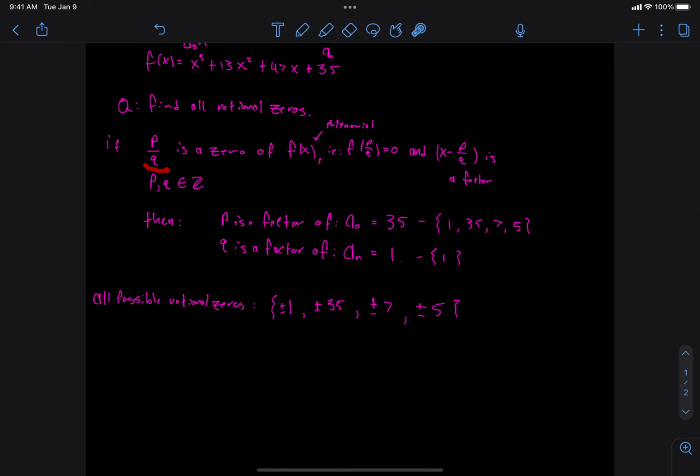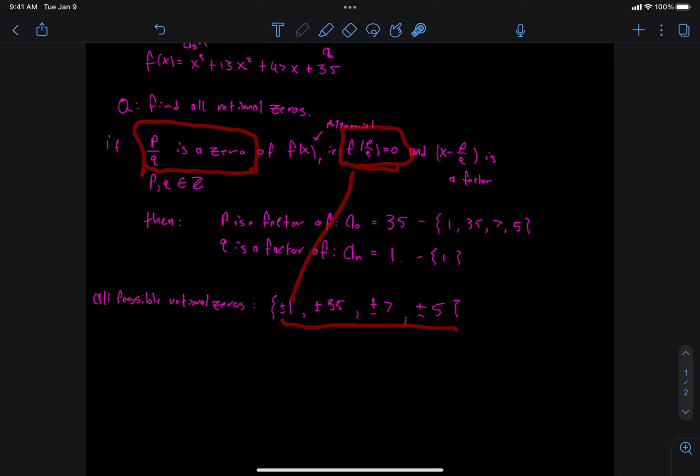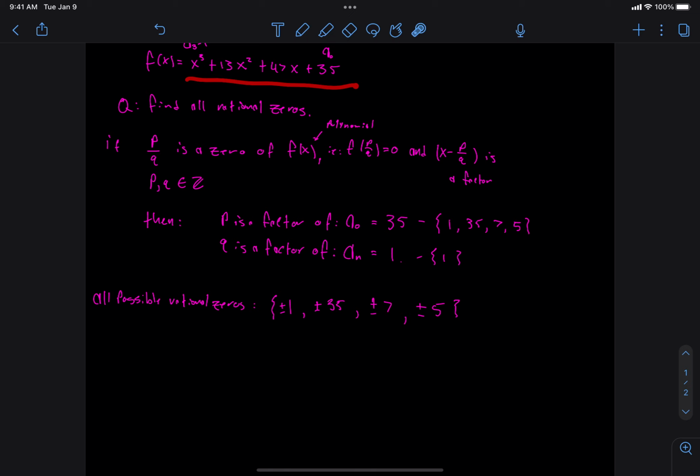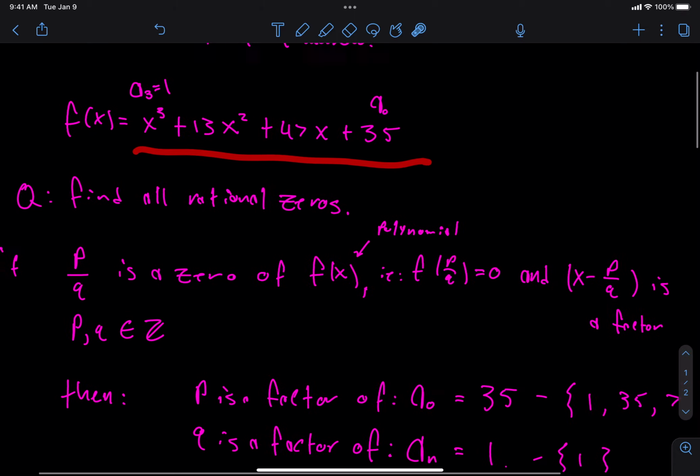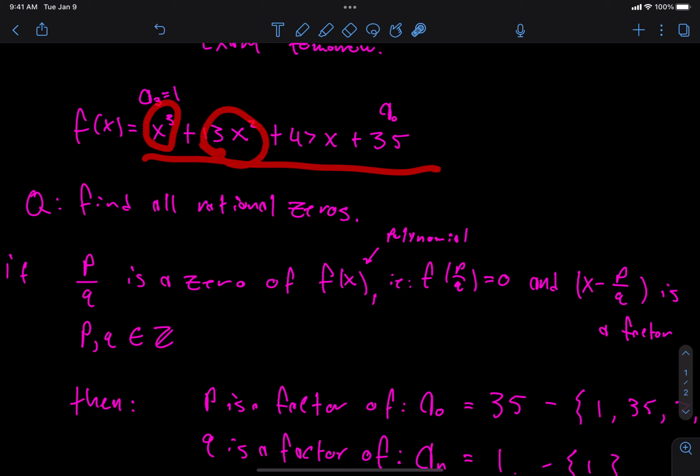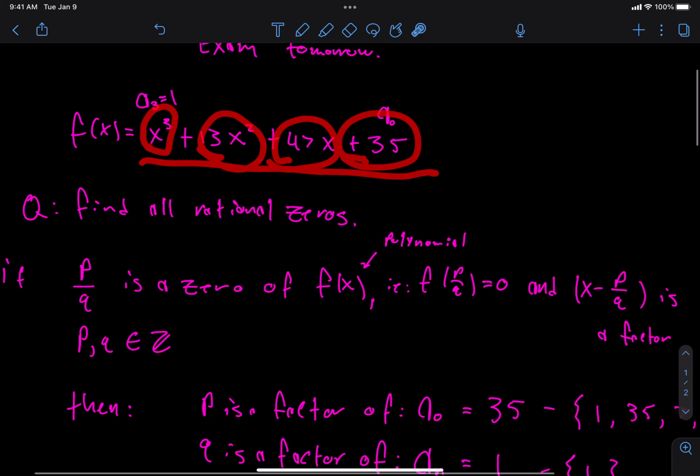Remember what we said? If p over q is a 0, then what is true? F of p over q should be equal to 0. So the way I test which ones are zeros is I check, if I plug them into the function, do I get 0 or not? Let's try it with 1. I'm definitely not going to get 0, right? Because it's all pluses. In fact, if I do it with any positive number, there's no way it's going to be a 0. You can see that because this would be a positive number plus another positive number plus another positive number plus another positive number. There's no way we're getting 0 if we plug in something positive.